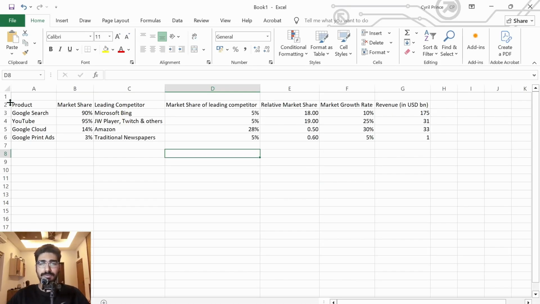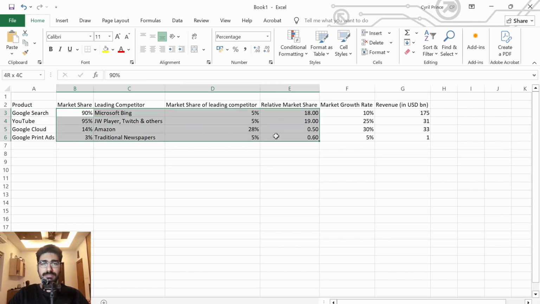As you can see here, I've already collated all the data that is required to build this BCG matrix. We're going to focus on these 4 Google products: Google Search, YouTube, Google Cloud, and Google Print Ads. The data for all of these companies, the numbers that you see here, have been gathered from very different sources. Some are taken from different industry reports, some from references given in blogs. I'll try to put some links in the description below, but you get the idea, right? And some of them are even assumed, as I'll be speaking in the future.